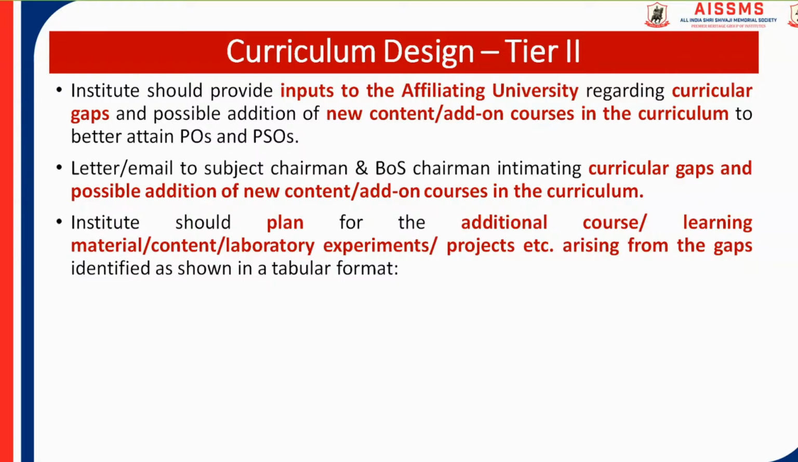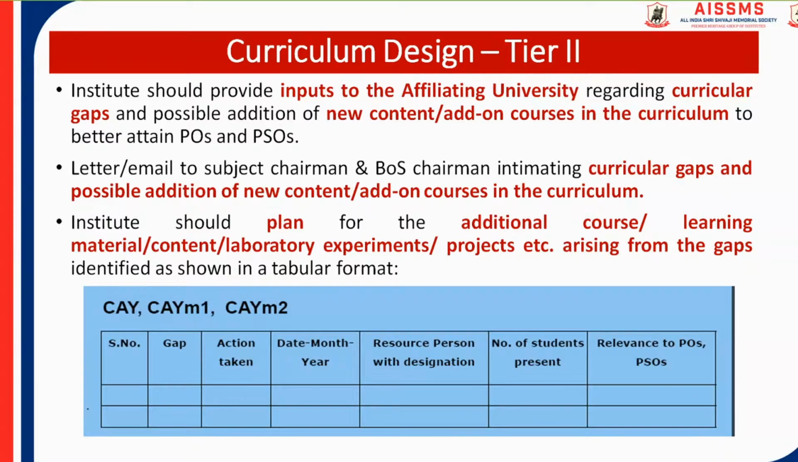So this is a table from the format where they have talked about the serial number, the gap identified, action taken, date and month of the year, resource person with designation, number of students present, and relevance to POs and PSOs. This is the table format which NBA requires. So I will put over here the documentary evidences which are required. When you are preparing for this, I have also given the table and the proofs. You require the proof of a copy of teaching plan indicating planning of contents to bridge the gap.